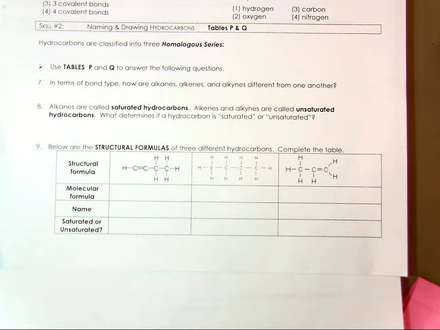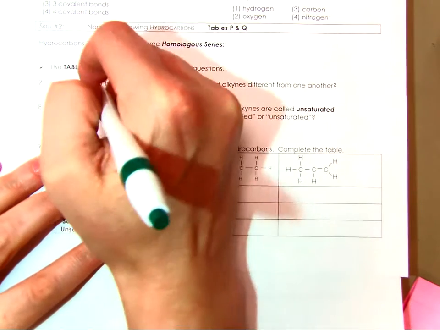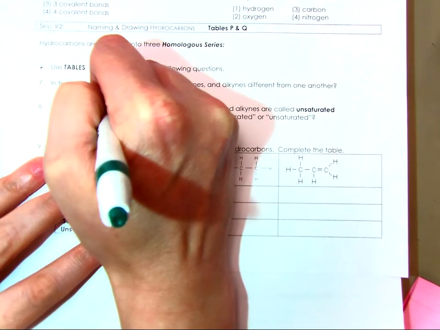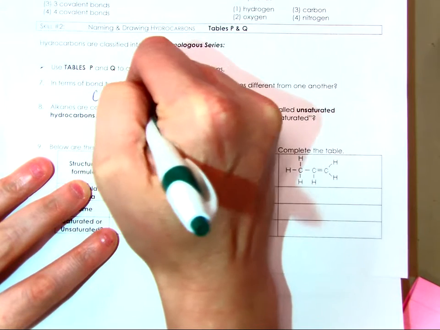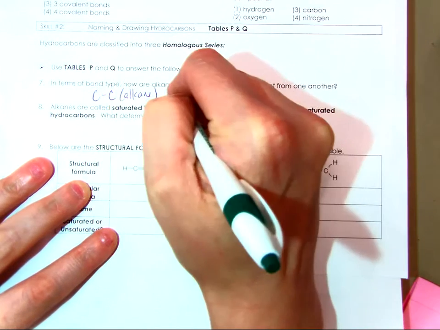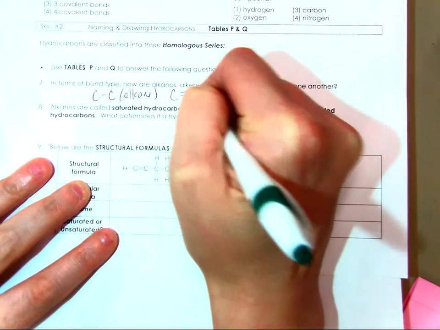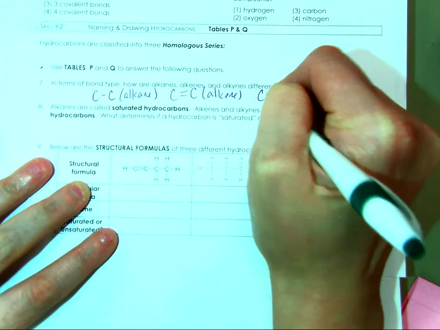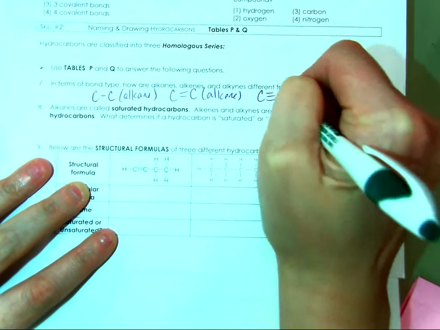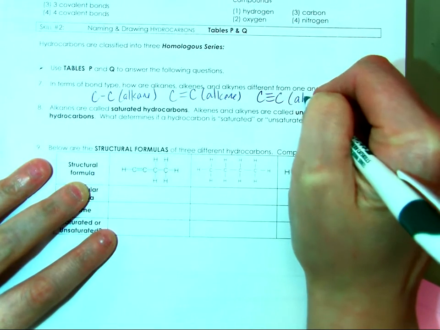So in terms of bond type, how are alkanes, alkenes, and alkynes different from one another? We can see that the carbon bonds, okay, if it's a single, it's an alkane. If it's a double bond, it's an alkene. And if it's a triple bond, that's going to be an alkyne.